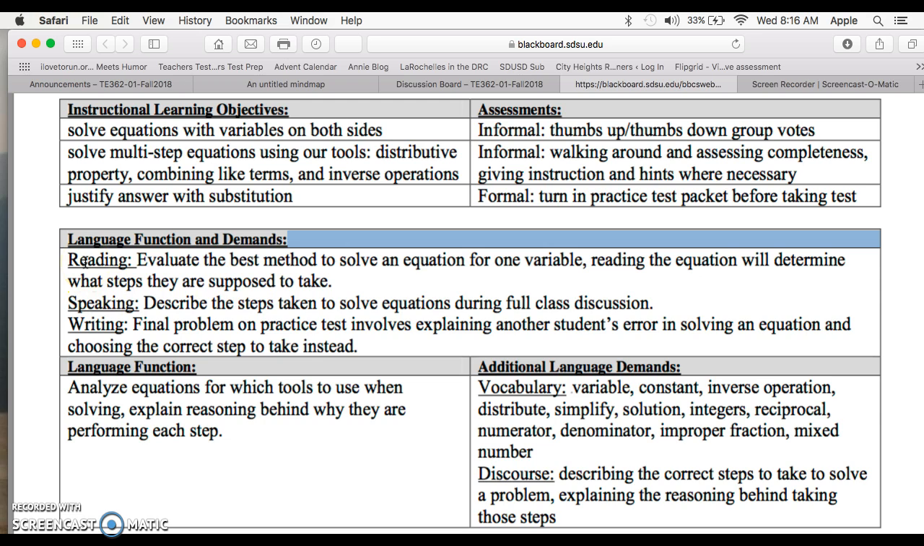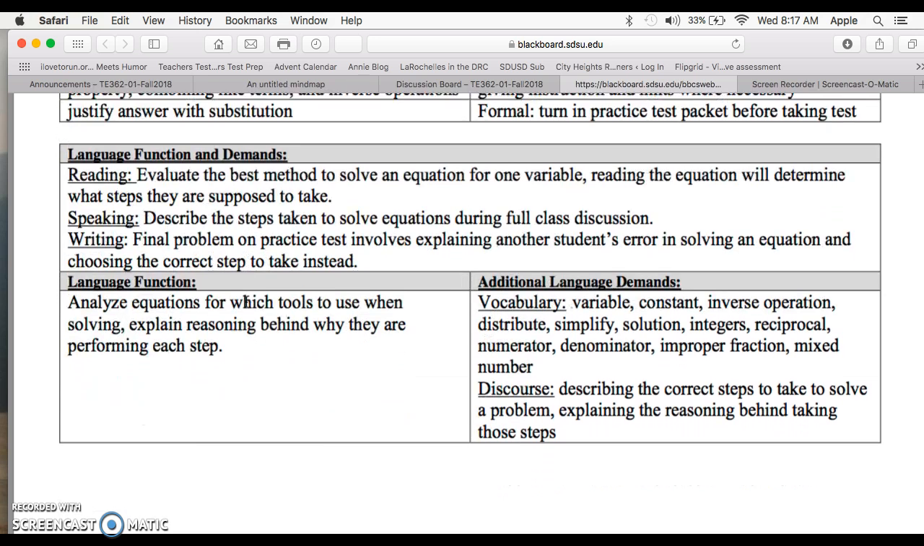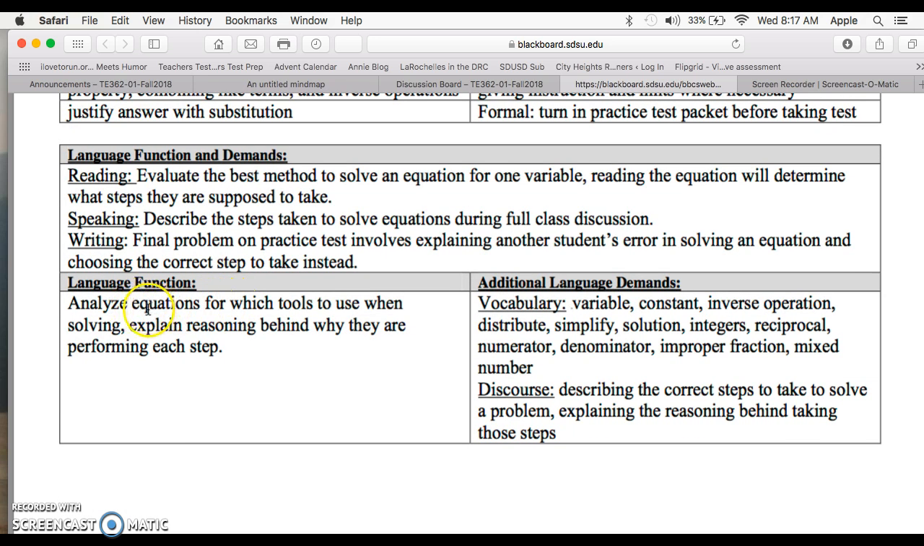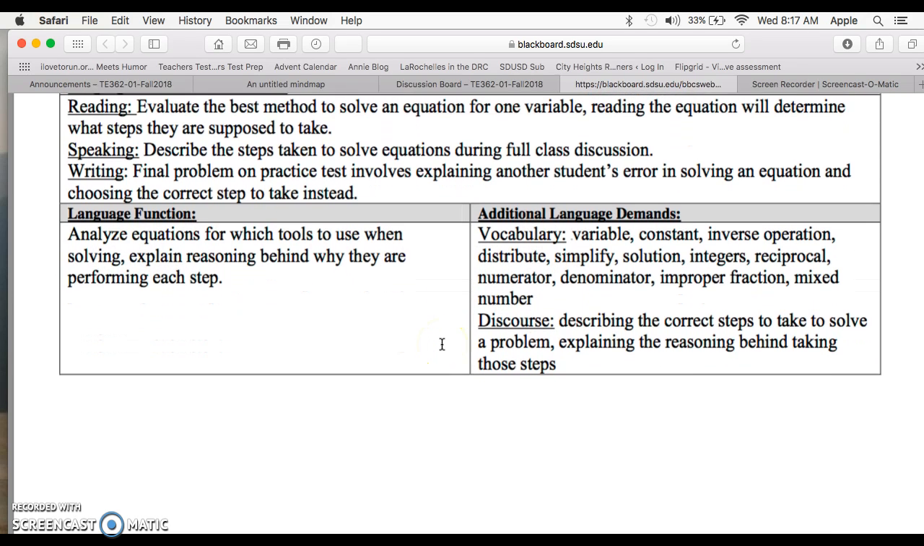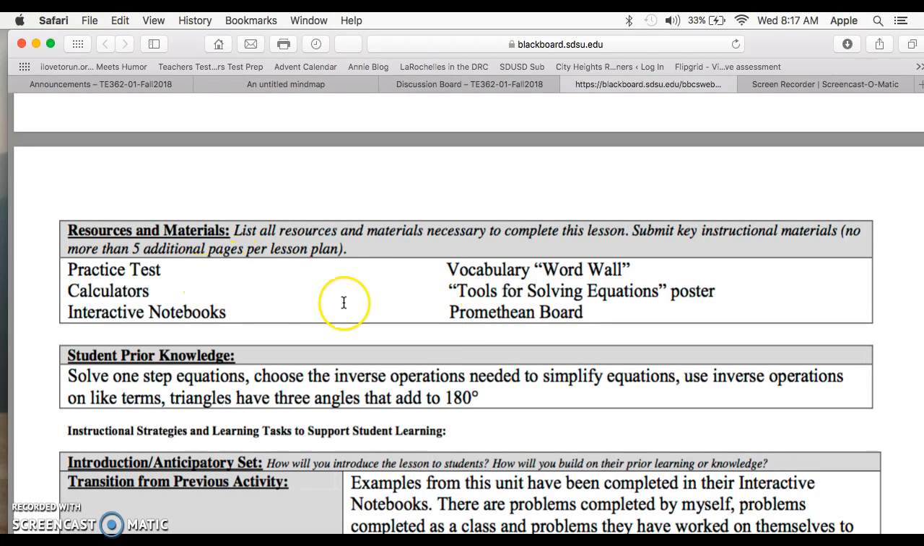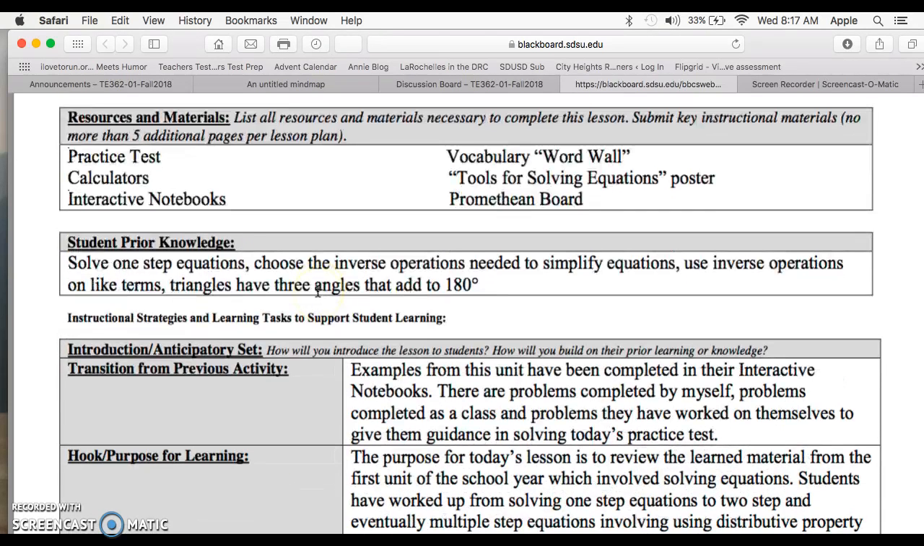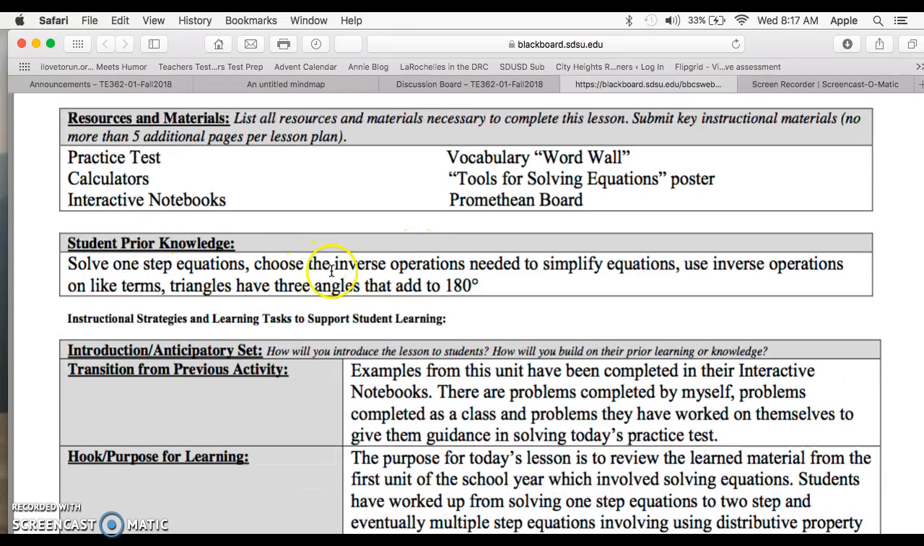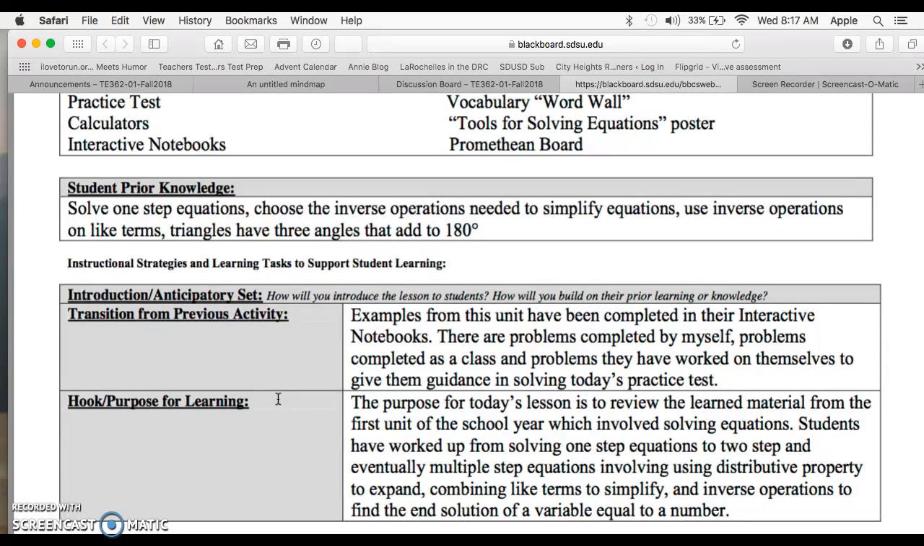And actually, we just read about it in our English learner class about the language function. So reading, speaking, and writing. And this is what the students will be working on, but on those three functions. And then the language functions, so analyze the questions, and then here the vocabulary that students will need to understand. And then after that, you write down everything you would use for the lesson, and then also their prior knowledge, right? This kind of jumps into the transition and the hook and the purpose for learning.